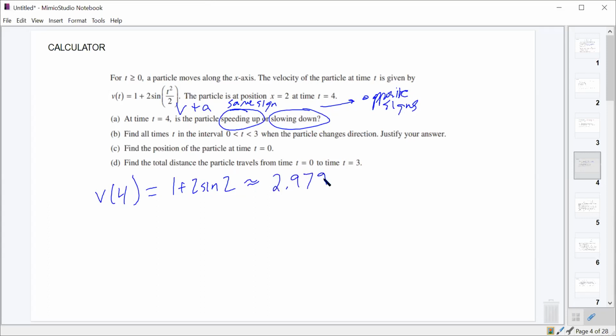Okay, so positive. And then acceleration at 4, have your calculator find the derivative of that and evaluate it at 4 for you. What do you get? Negative 1 point what? 164. Okay. Clearly they have opposite signs. Everybody agree with those two numbers? Yeah. Opposite signs means slowing down.